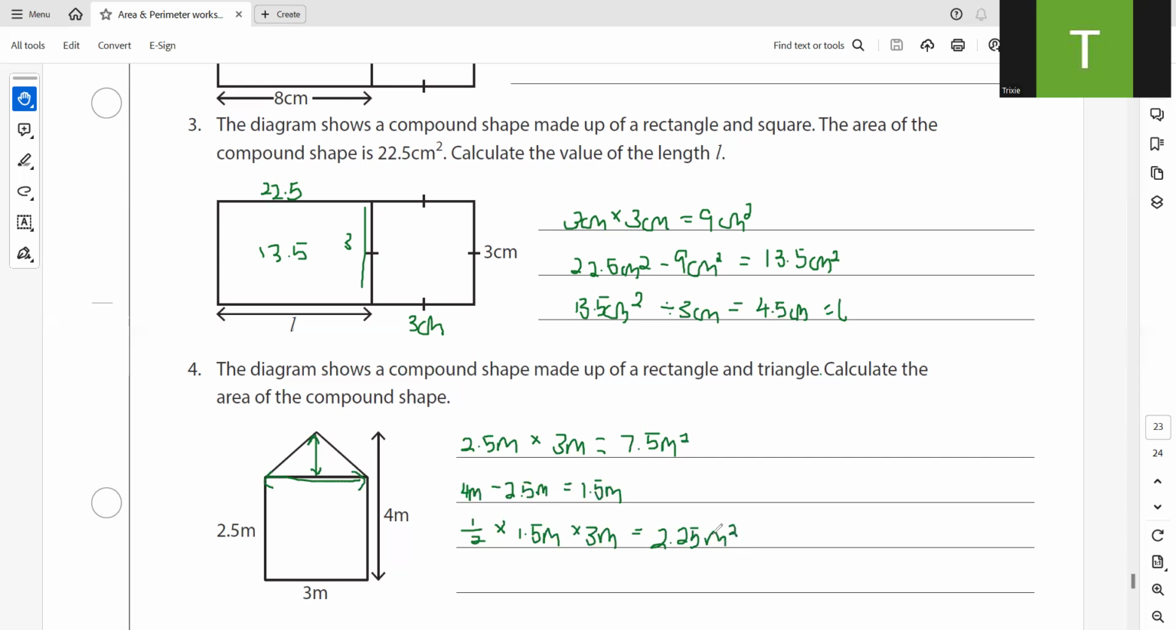So 2.25 meters square is the area of the triangle, and the 7.5 meters square is the area of the rectangle. So to calculate the area of the compound shape, add up these two areas, 7.5 meters squared and 2.25 meters squared. And then you'll get 9.75 meters square. And that's for question 4.